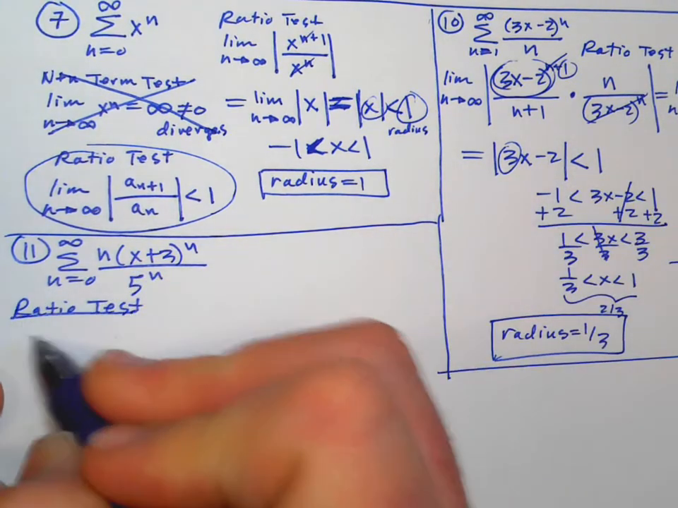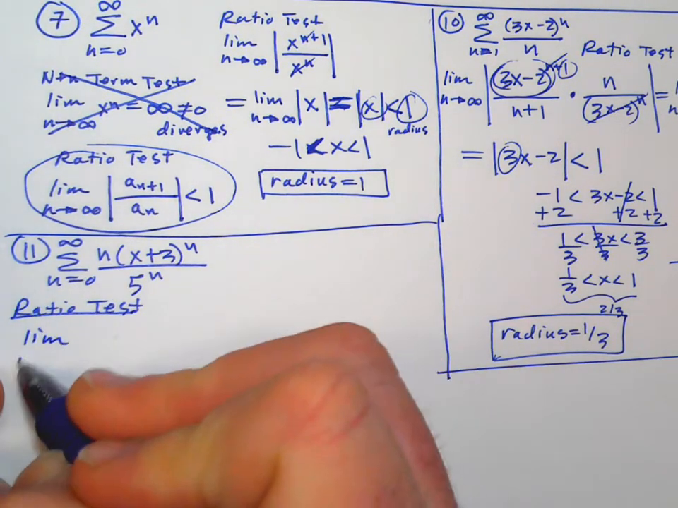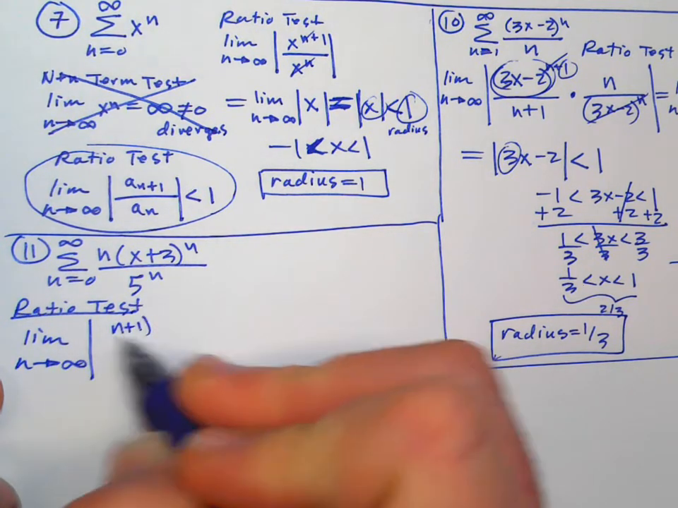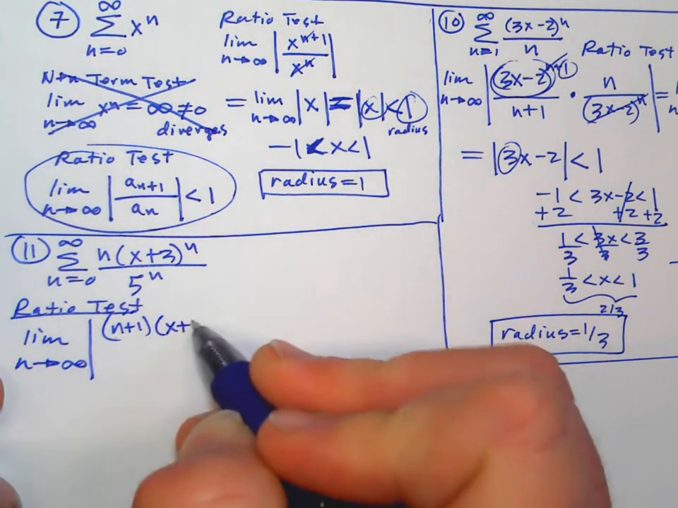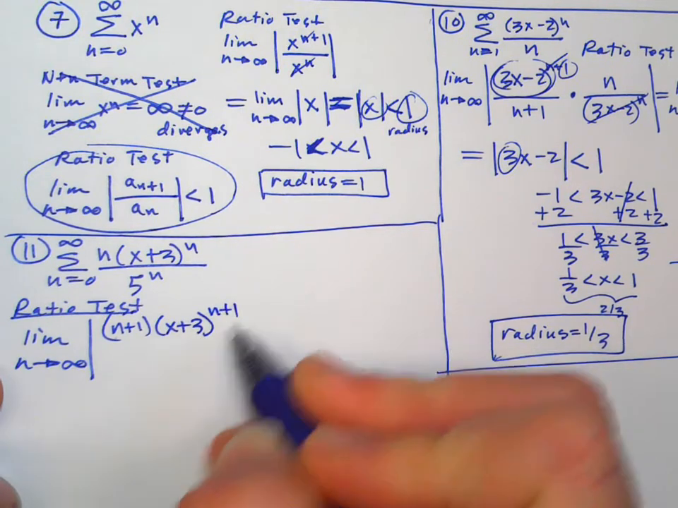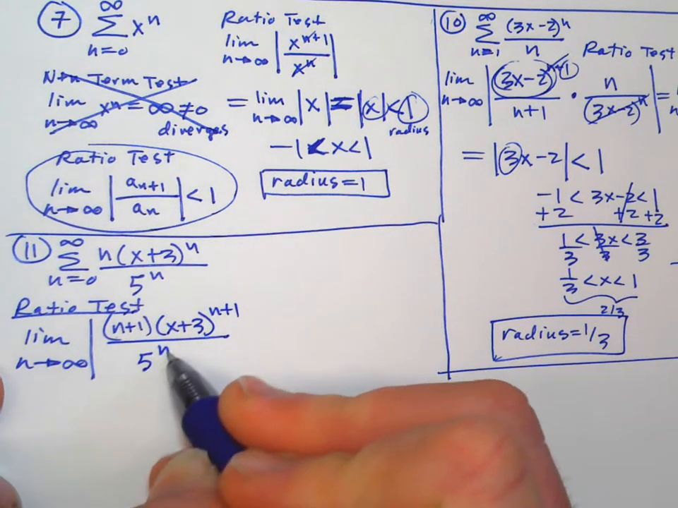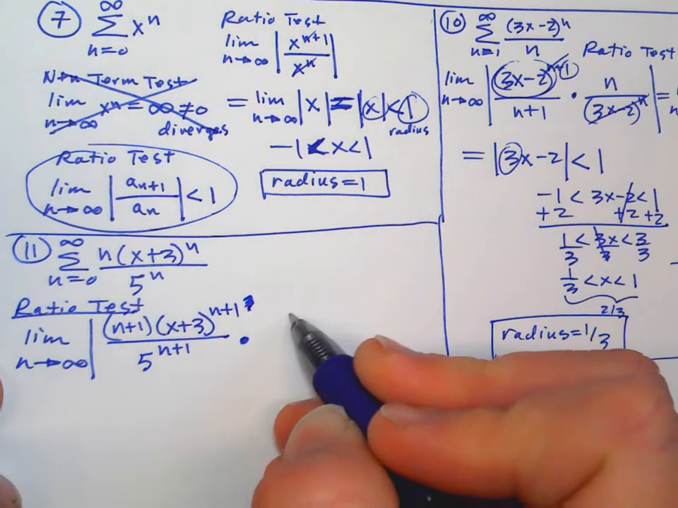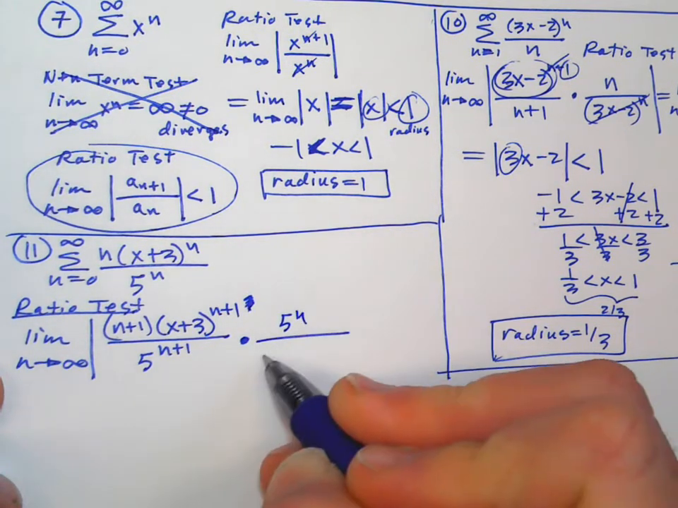So this is based off the ratio test. It's the limit as n goes to infinity of the absolute values of n plus 1 in parentheses, x plus 3 to the n plus 1, 5 to the n plus 1, divided by the previous term, the nth term, or multiplied by its reciprocal.